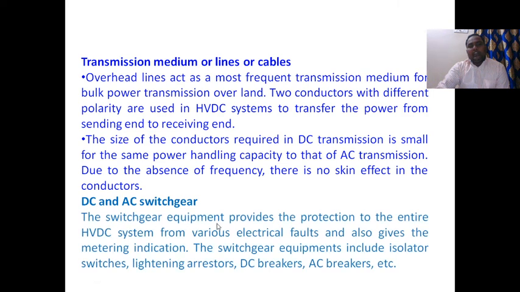The switchgear equipment provides protection to the entire HVDC system from various electrical faults and also gives the metering indication. The switchgear requirements include isolator switches, lightning arrestor, DC breaker, AC breaker, etc. These are the switchgear equipments.